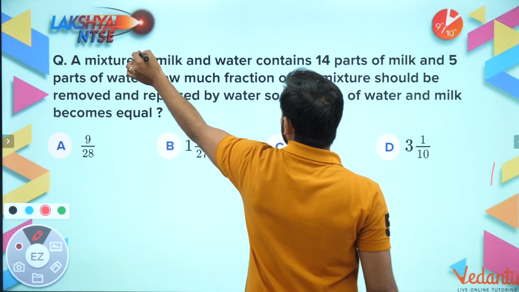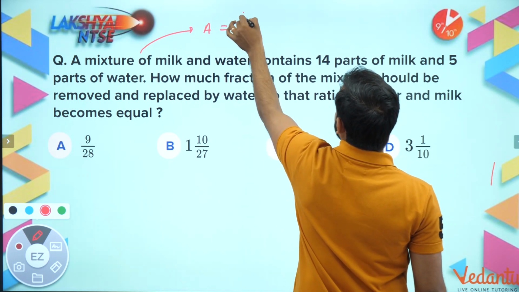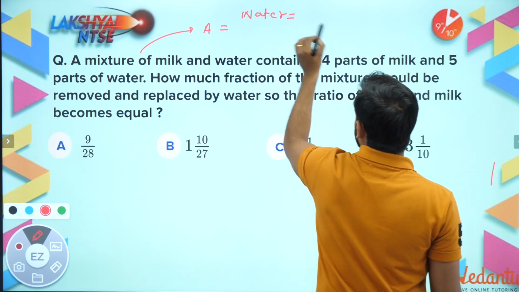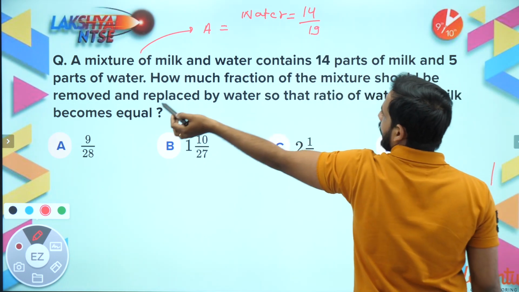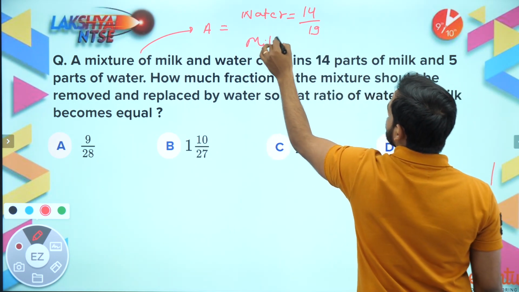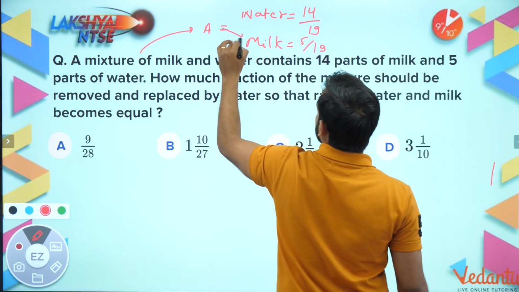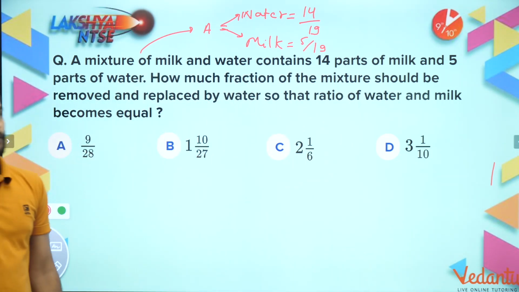So now beta, in this mixture we know that the fraction of water will be, if water contains 14 parts, so 14 upon 14 plus 5 is 19, and your milk is 5 upon 19. Correct?